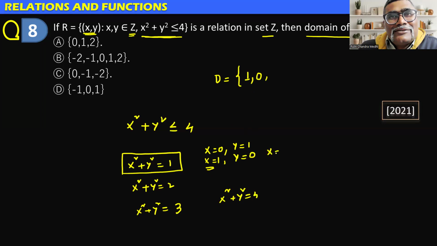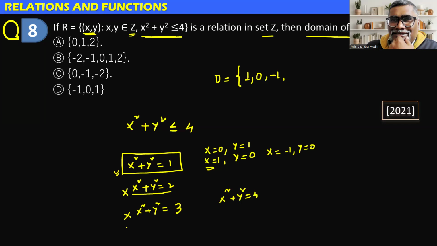Can you take x equal to minus 1? Yes, why not? Then this is 0. So minus 1 is allowed. Good. So for x square plus y square equal to 1, I get these three numbers 0, 1, and minus 1. Now x square plus y square equal to 2. Just give a try. You will not get any integers which will satisfy this.